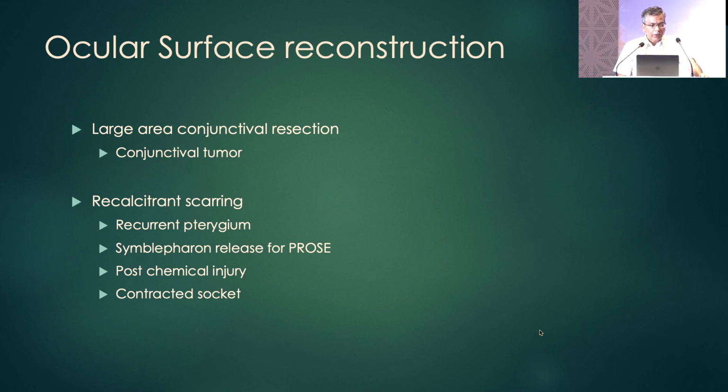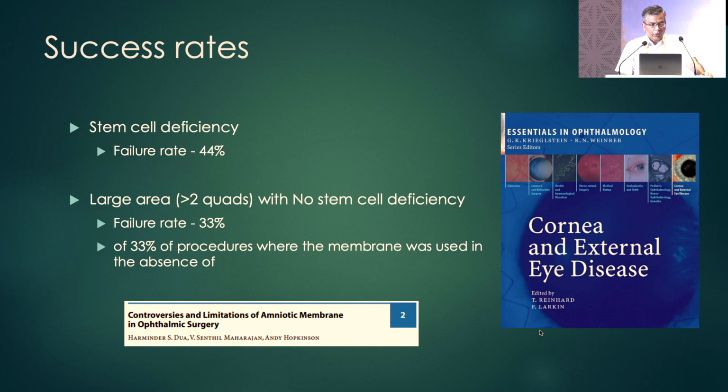The common indications in which you would use ocular surface reconstruction are, apart from chemical injury and Stevens-Johnson's, when you're removing a large area of conjunctiva. This could be a conjunctival tumor or a large atypical or double-headed pterygium, and also where you expect recalcitrant scarring, like a recurrent pterygium, a symblepharon release with fornix formation to adjust the prosthetic lens, post-chemical injury, and even in contracted socket.